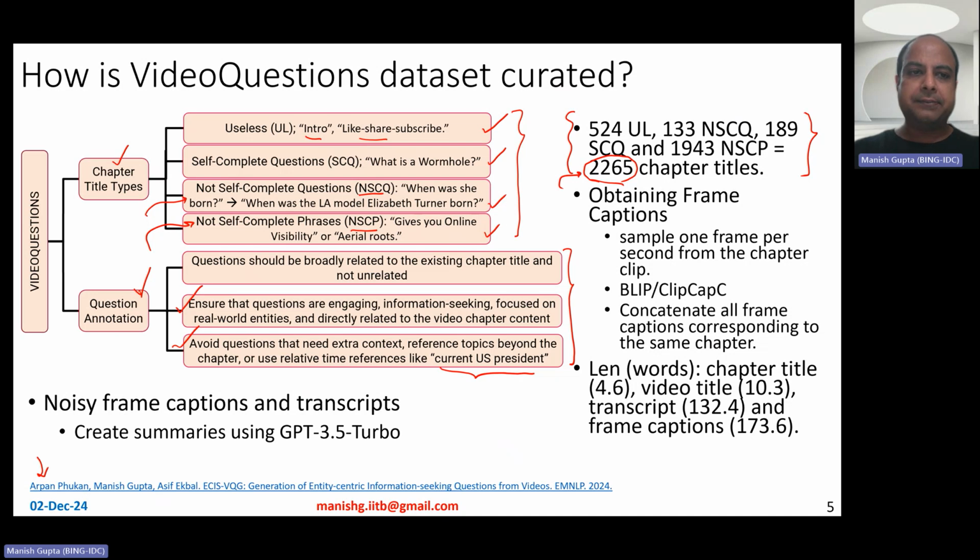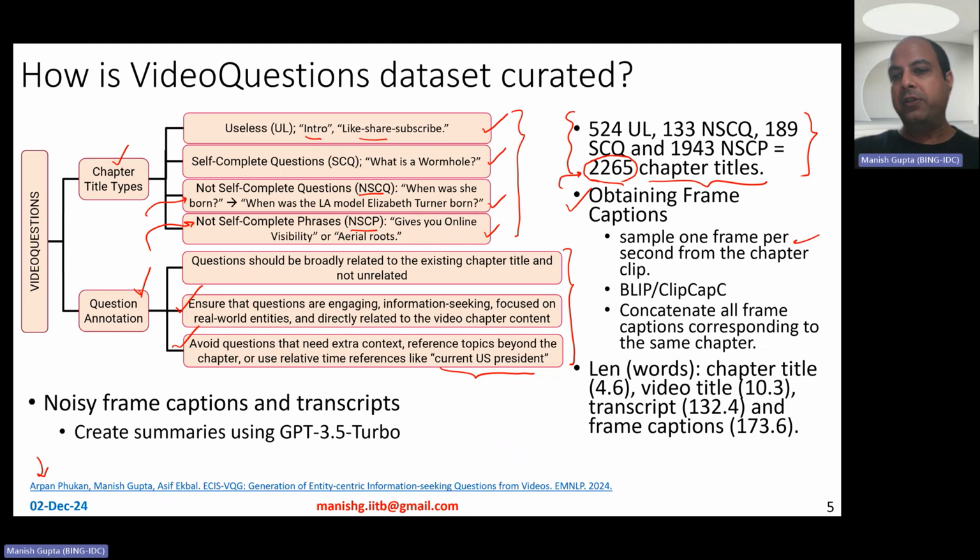Okay. Now, of course, this is video question generation, so we also want to process videos. What we did was obtain frame captions. We sampled 1 frame per second from the chapter clip. So we took a chapter clip. With so many samples, we also have a video clip associated. Okay, so we sampled 1 frame per second.